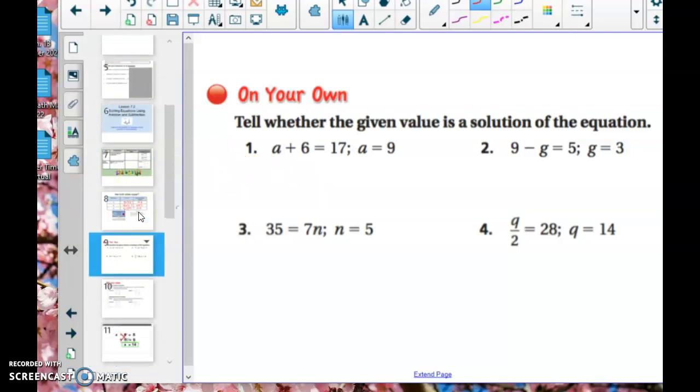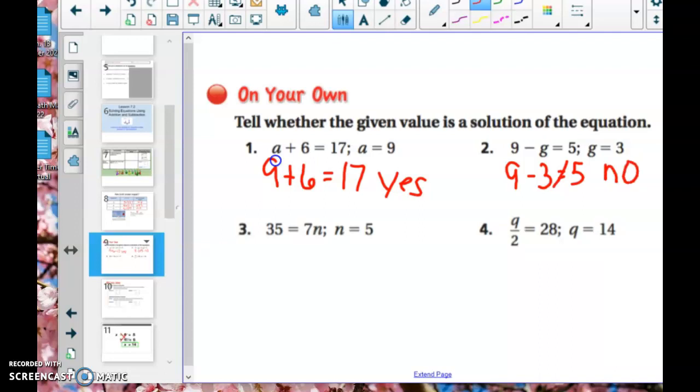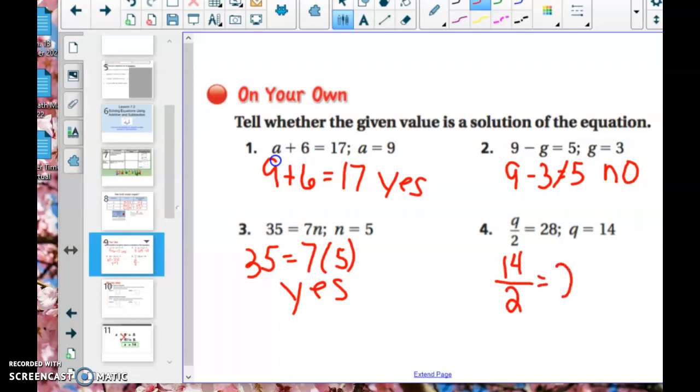All right, to check, when I substitute 9 in here for a, 9 plus 6 does equal 17, so that one would be a yes. When I substitute 3 in here for g, 9 minus 3 does not equal 5, that equals 6, so that would be a no. When I substitute 5 in here for n, 7 times 5 does equal 35, so that would be a yes. And 14 substituted in there for q does not equal 28, that equals 7, so that would be a no.